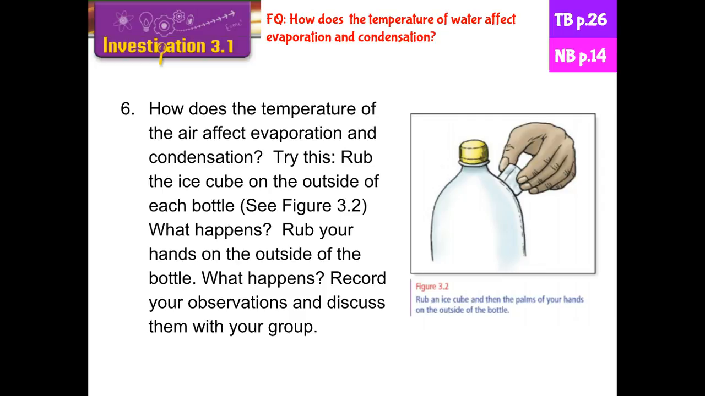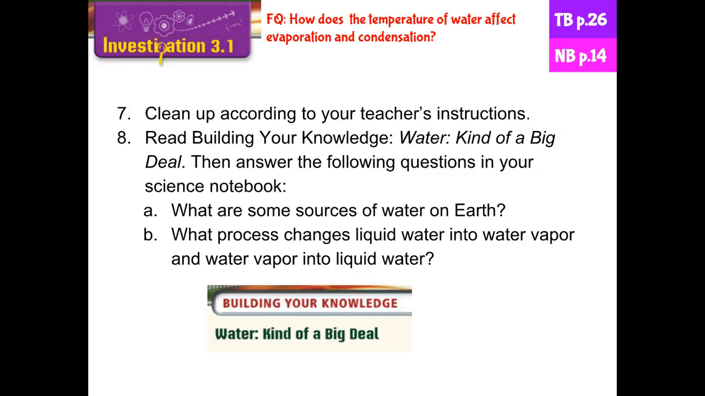Part of step 6 is to look at the temperature and how that affects evaporation and condensation. You're going to rub an ice cube on the outside of each bottle. Looking at figure 3.2 to the right, you can kind of see. You're going to discuss and record what happens. And then you're also going to rub your hands on the outside of the bottle and see what happens there. So you're recording what happens when you cool parts of the bottle and what happens when you warm up the bottle. Finally, step 7, you're going to clean up.